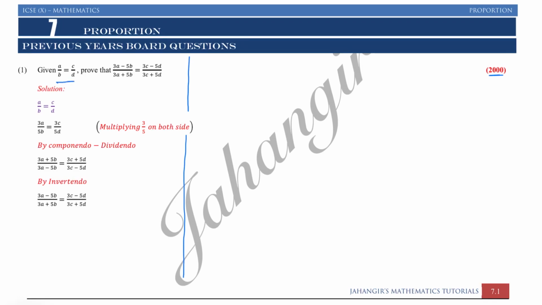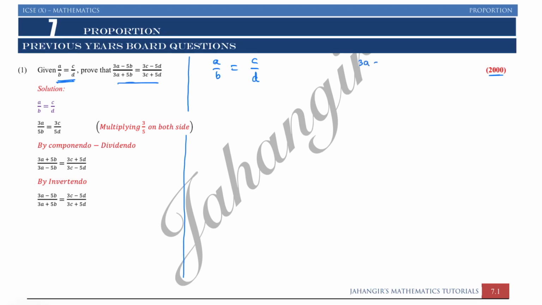So in 2000, if you see the question, it's given as a upon b is equal to c upon d. We have to prove that (3a minus 5b) upon (3a plus 5b) is equal to (3c minus 5d) upon (3c plus 5d). If you go through the textbook, it's the same pattern question as 7b. The first four questions of 7b are based on this same pattern. So what is given: a upon b is equal to c upon d. Here we have to check the answer.